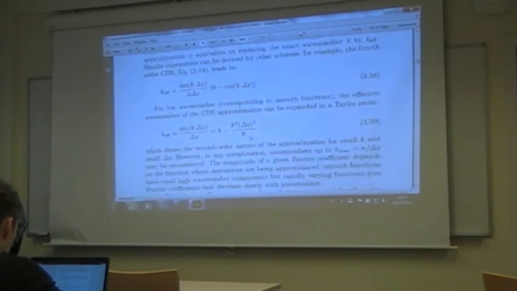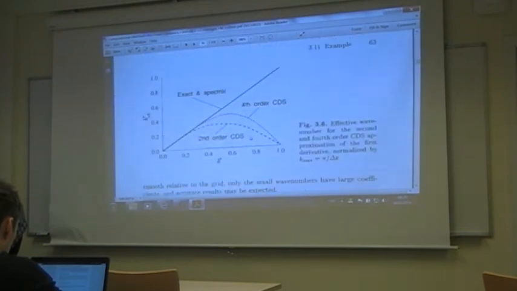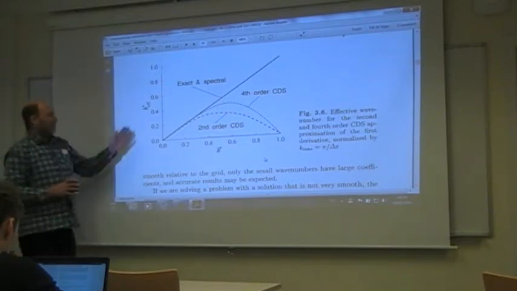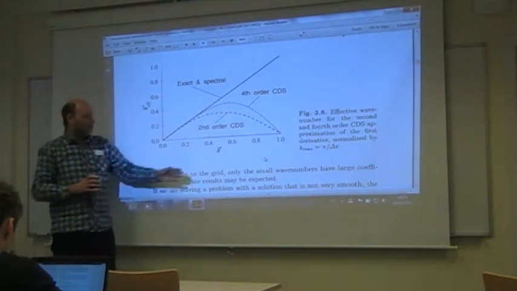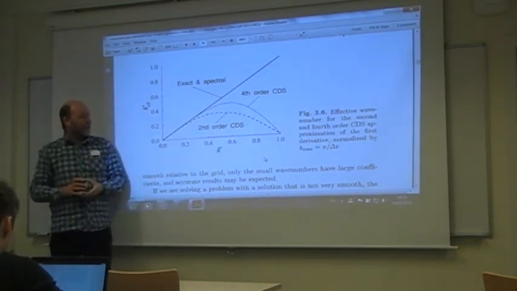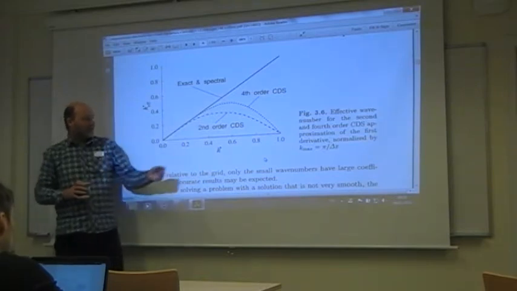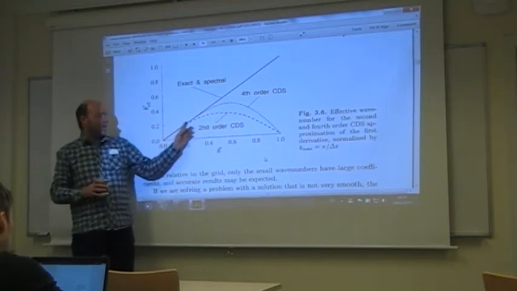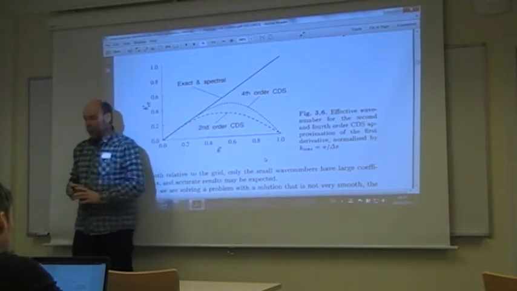Interestingly here, it's a function of wave numbers, the effective and the real one. So the spectral method here behaves actually beautifully, while the central differencing schemes can follow a little bit, but sooner or later they will be way off.